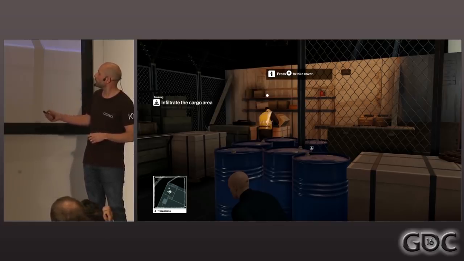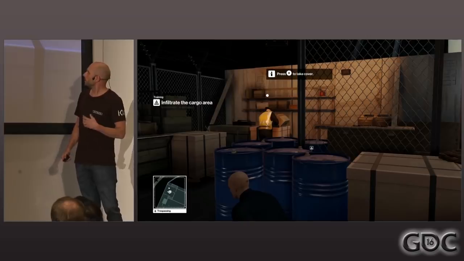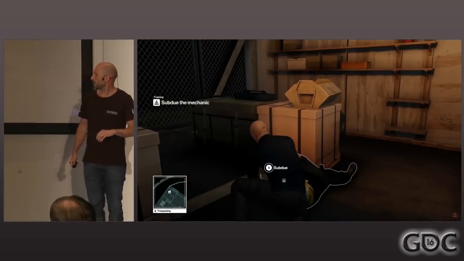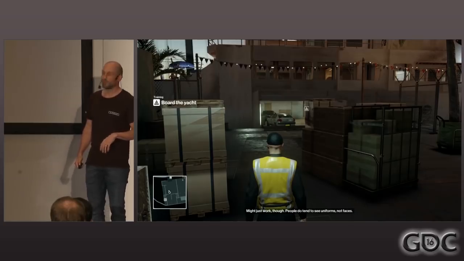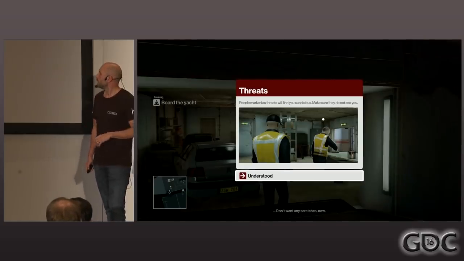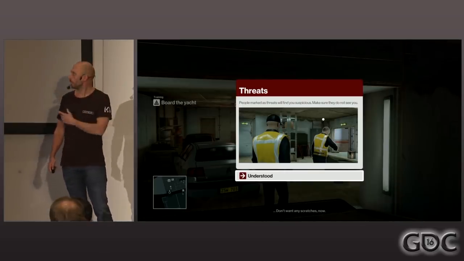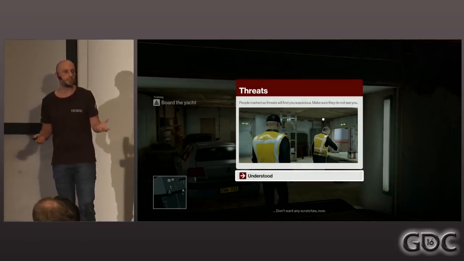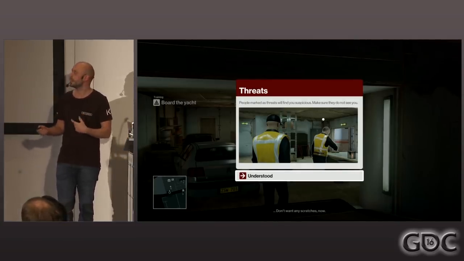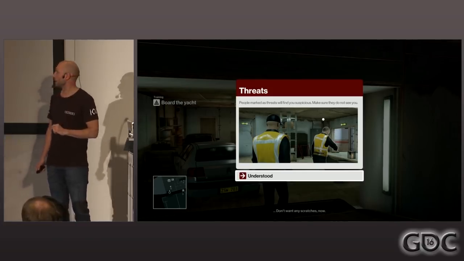We have this prompt up there. And then you subdue the mechanic. You drag him away, you get his outfit, and now you're on your way onto the yard. Here we push a sign about threats. We had a hard time getting people to understand these dots, which is kind of the easiest way for us to communicate that these guys know who you are, so they can see through a disguise. You have to be very careful about that.